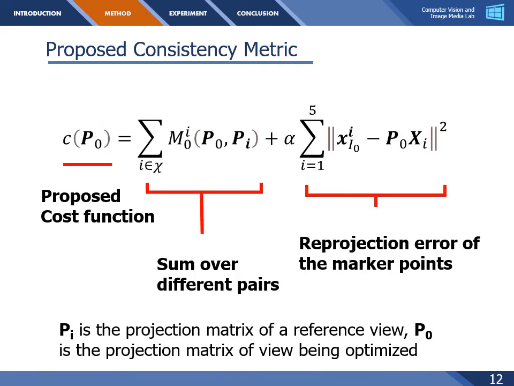Our proposed consistency metric constrains further by introducing the reprojection error of the marker points as well. The reprojection error is the difference between the observed marker point and the reprojected marker point using the estimated projection matrix.